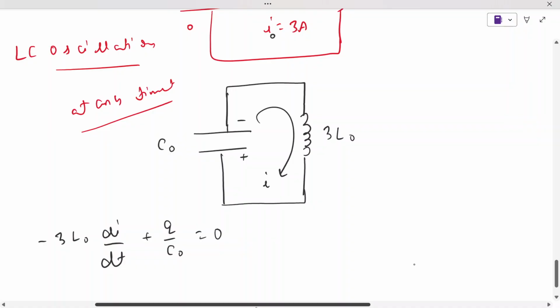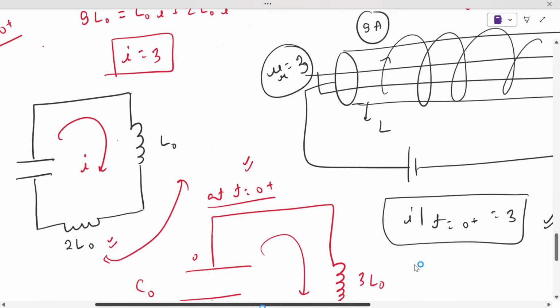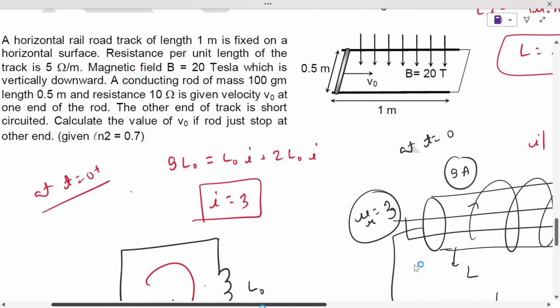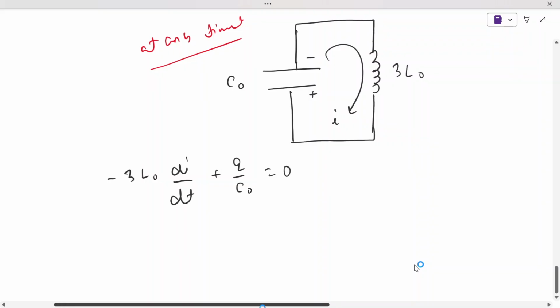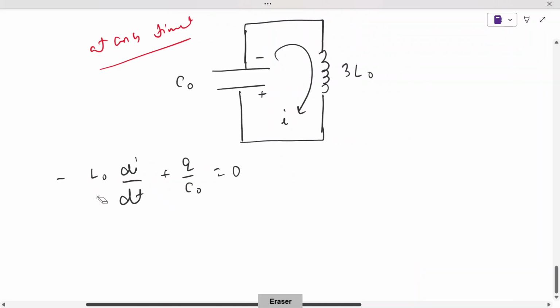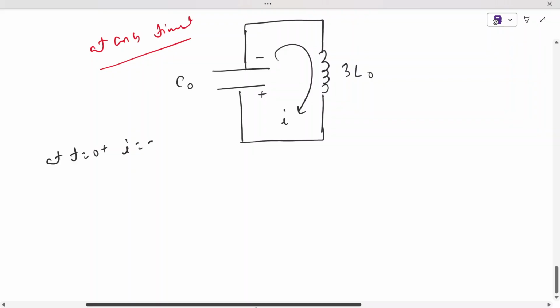Although we have to find out what? Yeah, fine. Actually there's no need to write this equation as well, because what I know is at t equal to 0 plus, I is 3 ampere, na? And Q is 0 coulomb. Right, this I know.